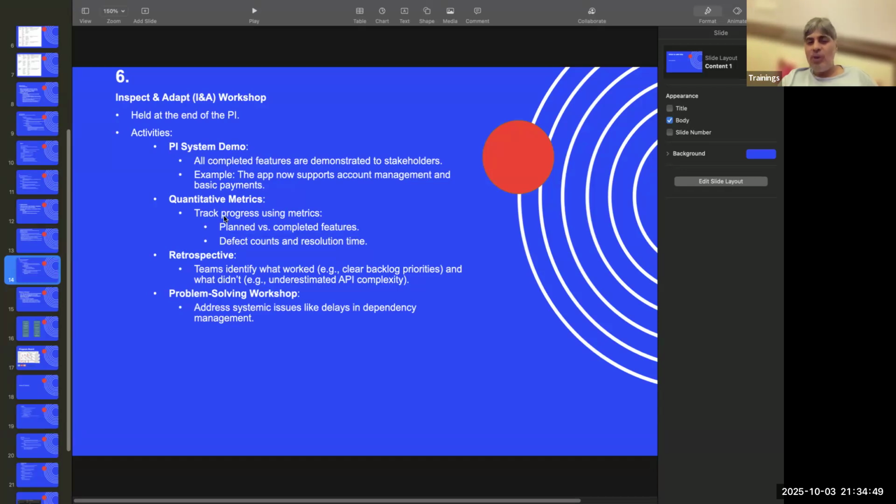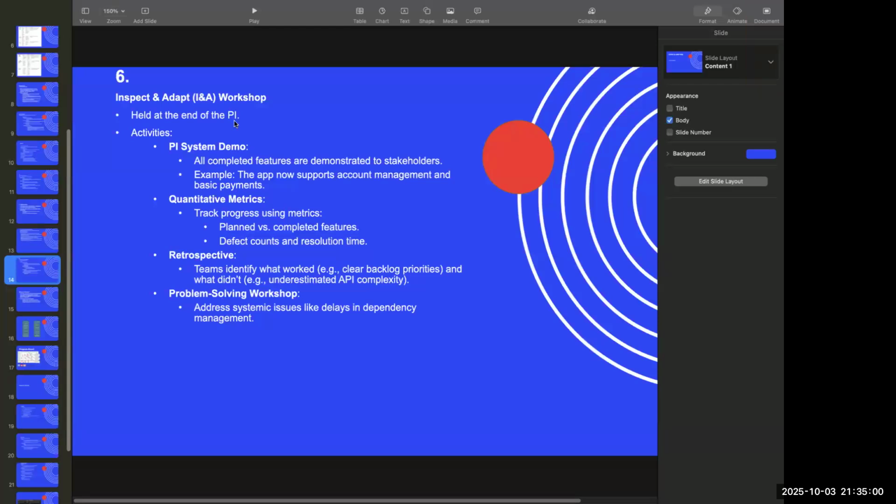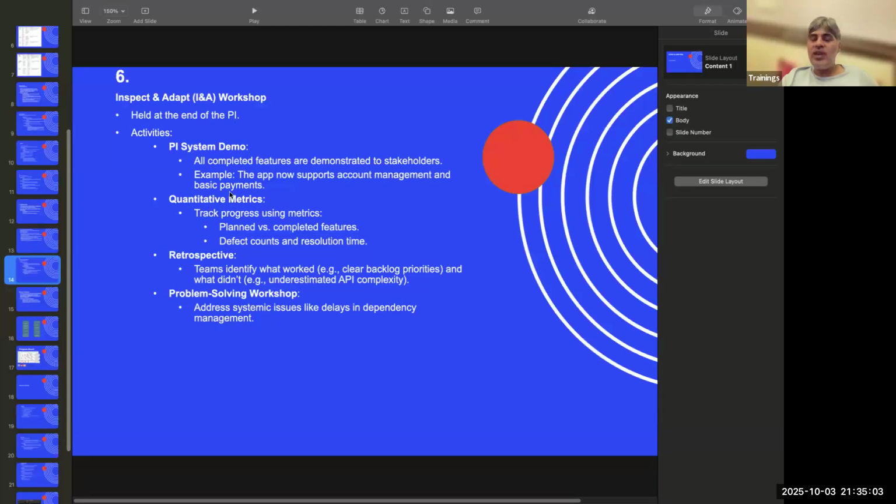Discussion on metrics takes about 2 to 4 hours. Retrospectives are run from again 2 to 6 hours. Problem solving workshops is a day or 2 day event. Because the entire thing is run for a week.